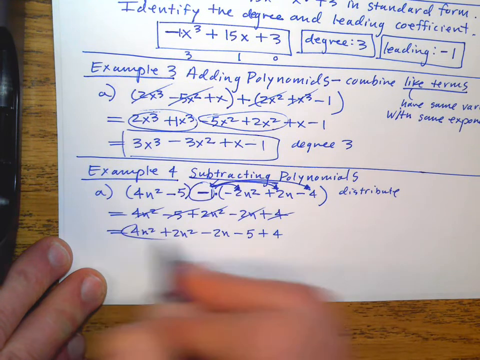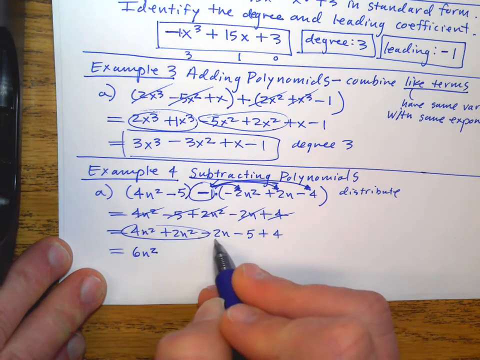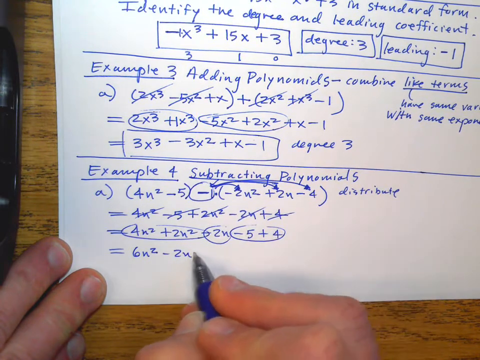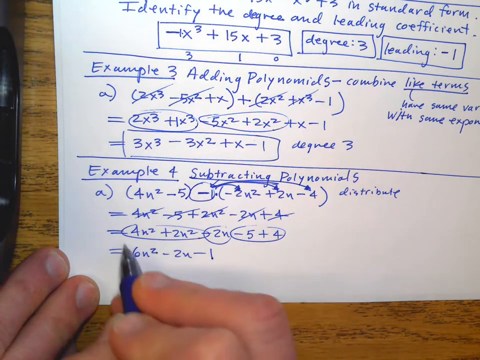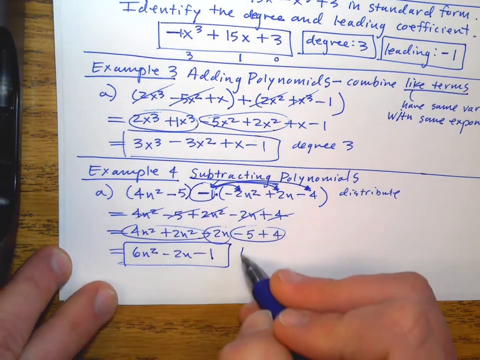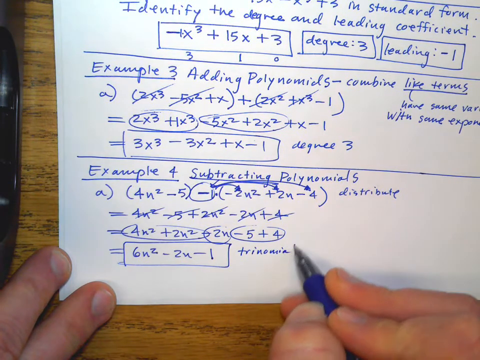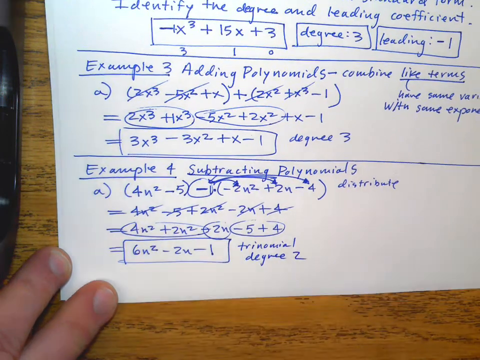So these are like terms. That's going to be 6n squared. This guy is on its own, minus 2n. These guys are like terms, so that's minus 1. So this is your final answer. This is a trinomial, by the way. It has 3 terms. Its degree is 2. That's the highest power.